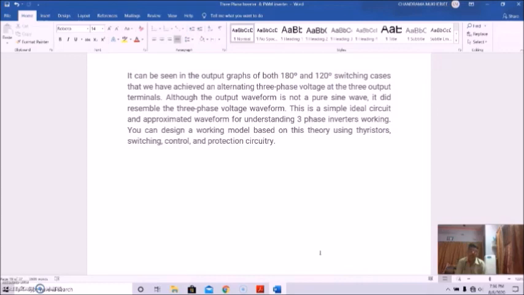You can contact me, as I told you in previous classes also. The outcome of these discussions is that you will be able to understand the operations of a three-phase inverter circuit, and that will give you quite a lot of confidence to work with this three-phase inverter in practical life and practical cases.